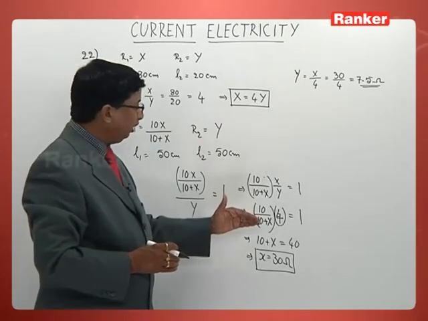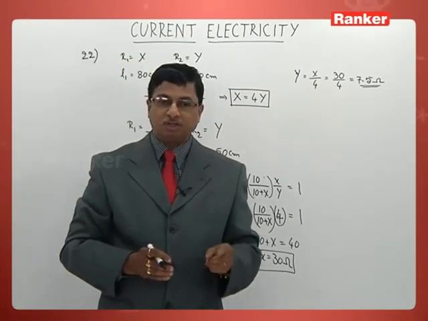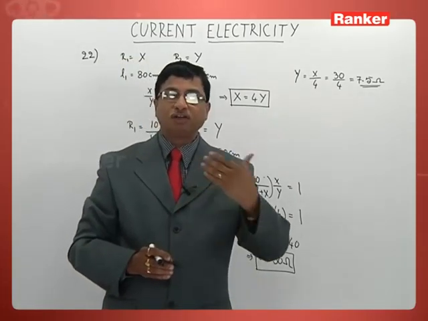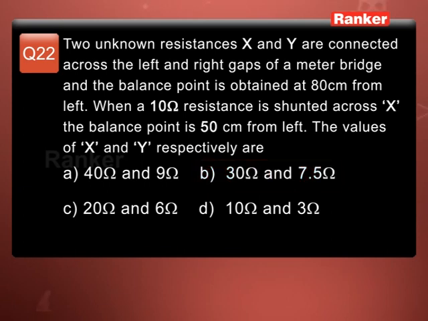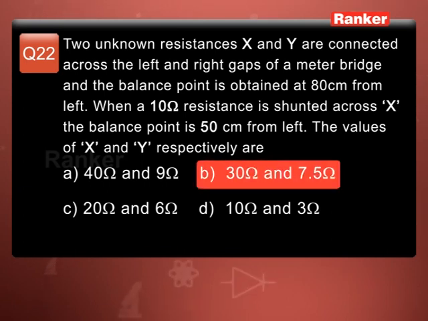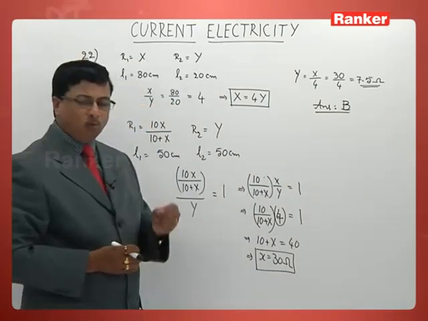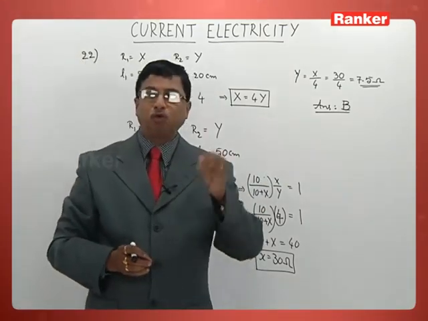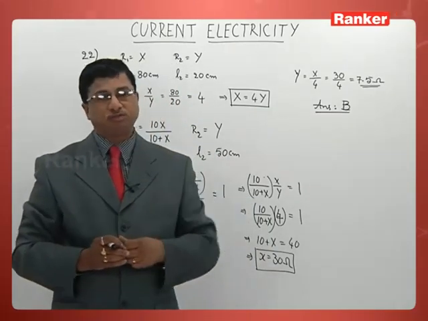So X is 30 and Y is 7.5, exactly the same as the option given over there as the second option. So for this particular question, the answer is going to be the second one. That in the sense we can write as B here. That is the correct option for this particular problem as such. If you look at this, the only point we have to focus on is what do you mean by shunting a 10 ohm resistance?